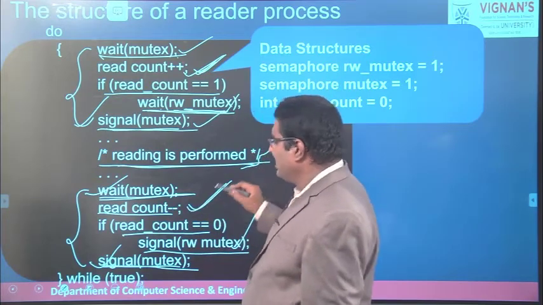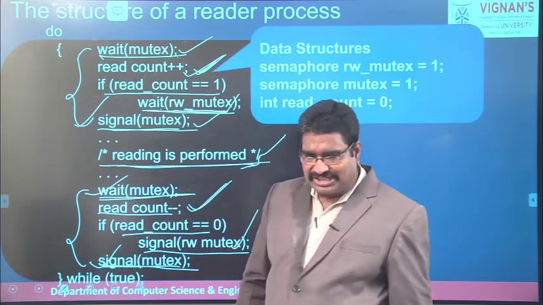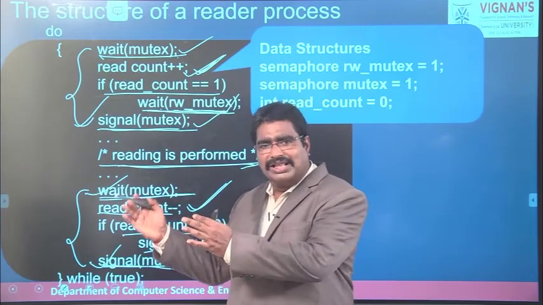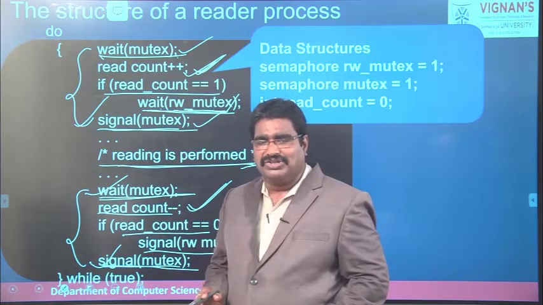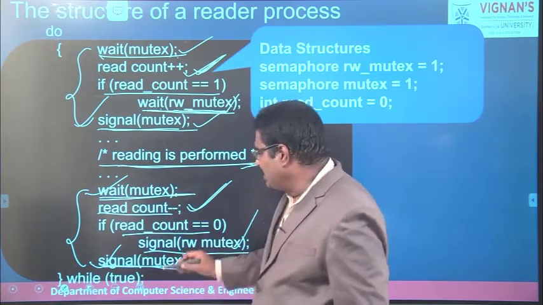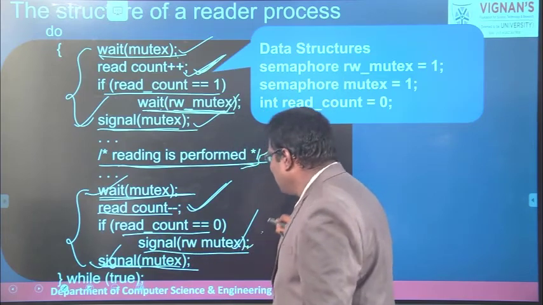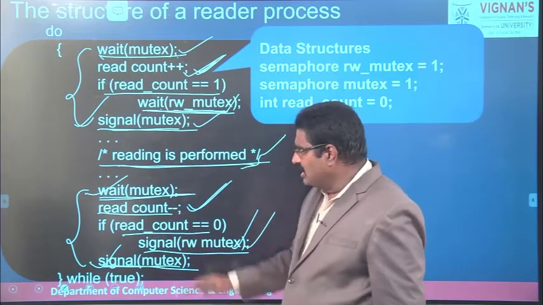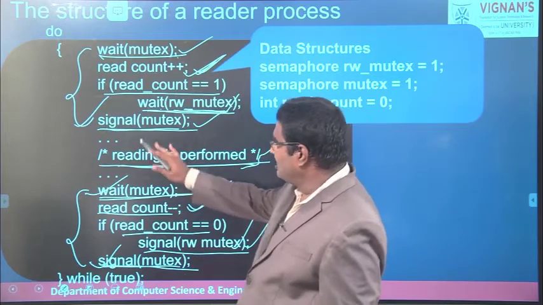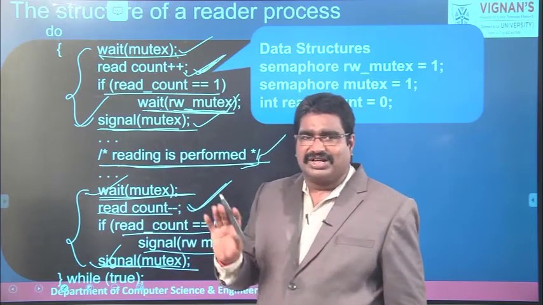We are decreasing the read count by 1. If read count is equal to 0, that indicates that no other readers are performing the read operation. If any writers are waiting, they must be allowed. To achieve that, we are giving the signal of the RW mutex. So other writers are allowed to perform the write operation. So this is the code for the readers-writers problem.